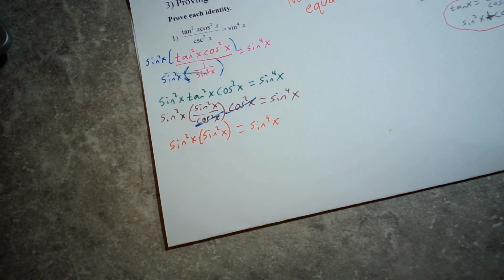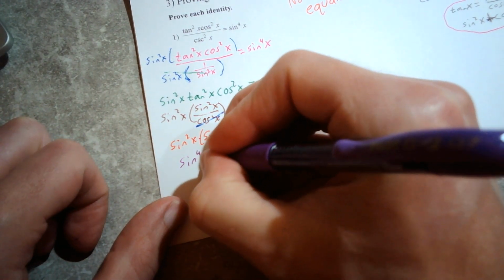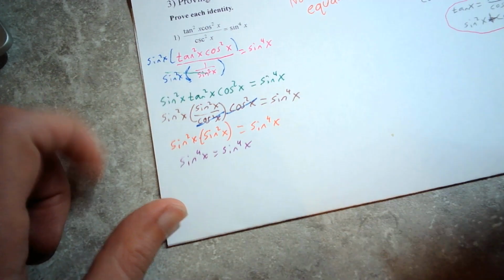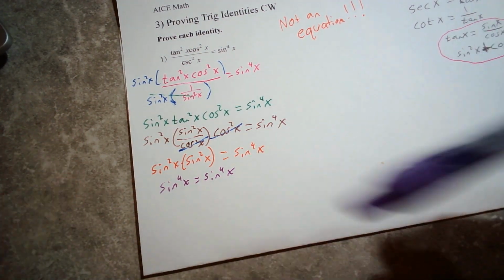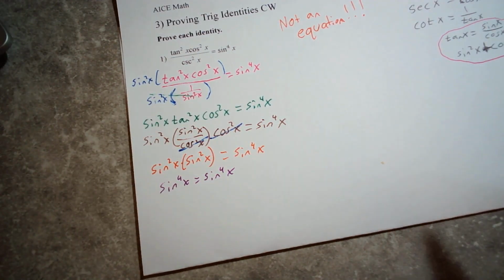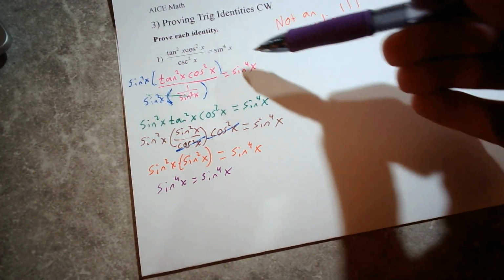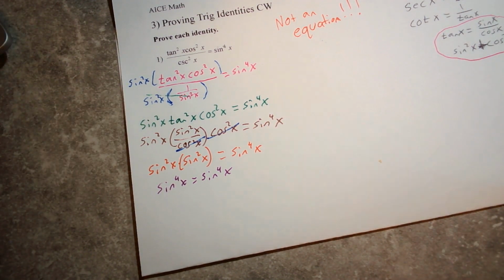Okay. At this point, it's probably fairly obvious that sine squared times sine squared is sine to the fourth. So all I need to do is rewrite it. Sine to the fourth x equals sine to the fourth x. And there we go. The whole point of this was to make the left side and the right side the same. Notice I didn't move stuff back and forth, it's not an equation. I didn't change the right side of this one at all. I just changed the left side until it equaled the right side.